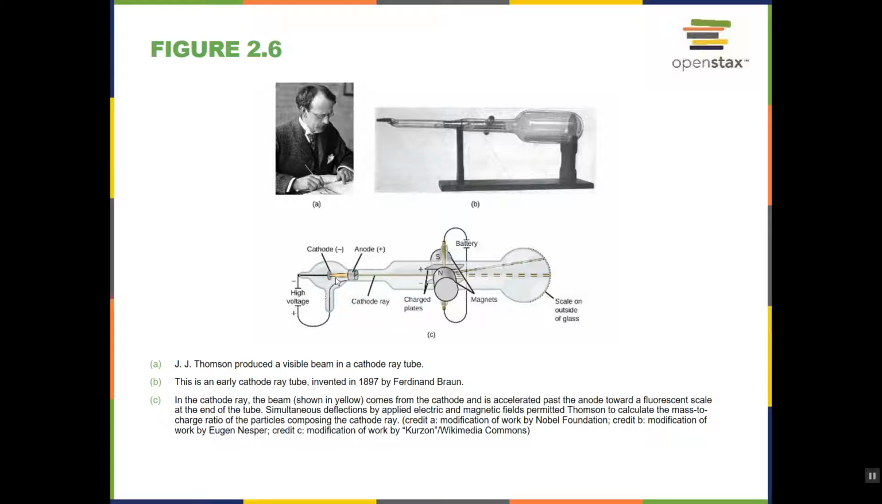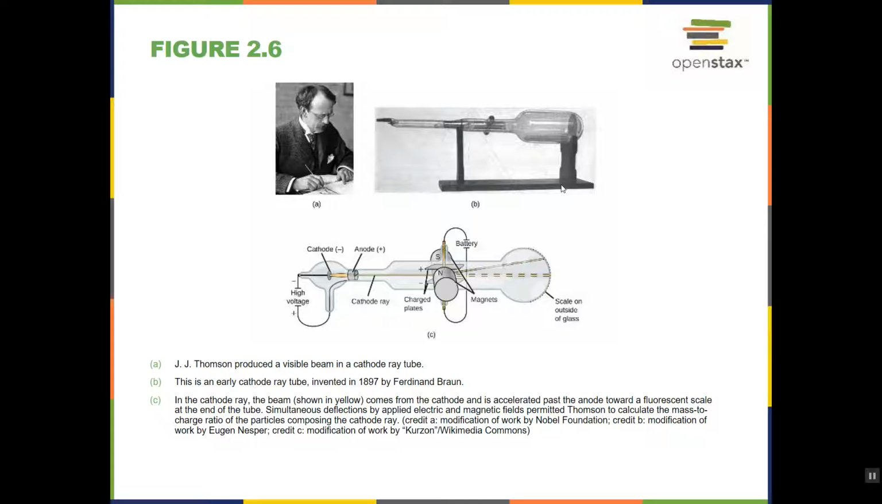But essentially, as you can see here in the diagram, a cathode ray tube has a high voltage source with a cathode, which is a negative charge, and an anode, which is a positive charge. You're running that high voltage through the cathode into the anode, which is funneling it down to the other end where you have a scale on the outside of the glass. You'd run your voltage through this side, and you'd have your magnets here, and you can see a little bit of the outline of the scale on the outside of the glass.